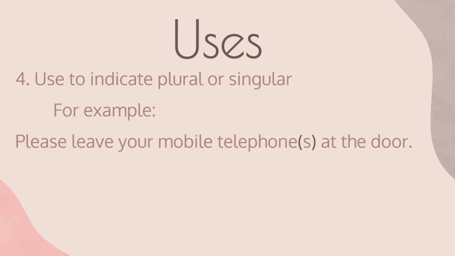You can use them to indicate plural or singular. For example, please leave your mobile telephone(s) at the door. Here the word telephone can function as both singular or plural. If we just look at the word telephone, it's of course singular, but if we look at the S in parentheses, it becomes plural. So it is there in case there are multiple telephones.